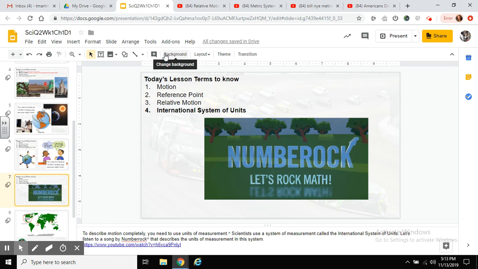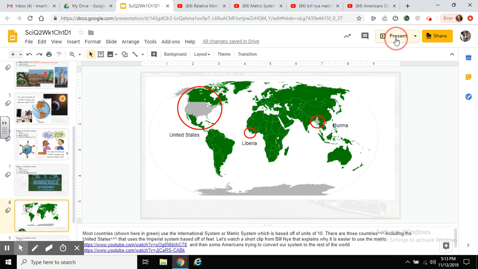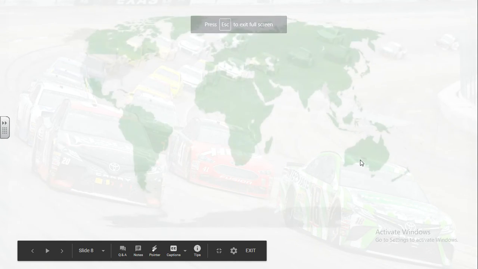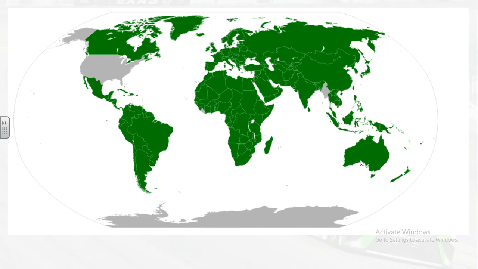That's how the International System of Units is set up to describe different aspects of science. Now, most countries use that type of system. Let me get this map up for you to show you. So everything in green uses the international system, or the metric system.